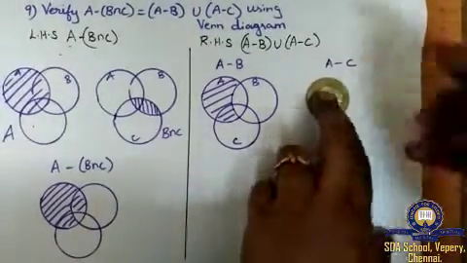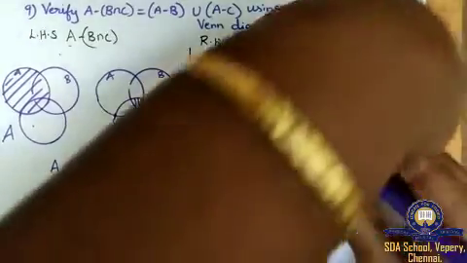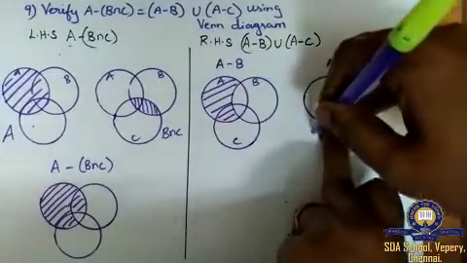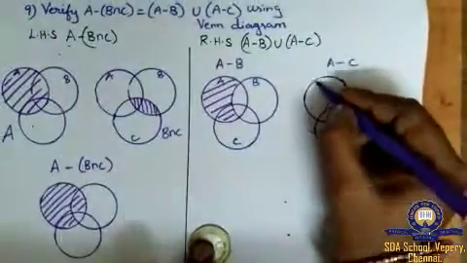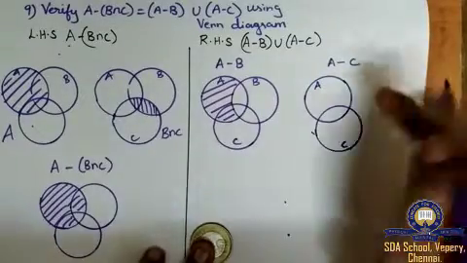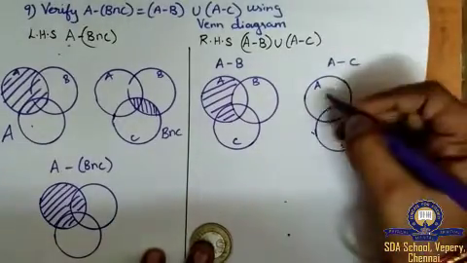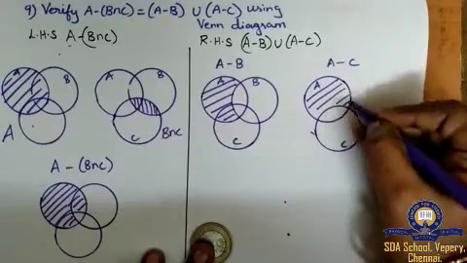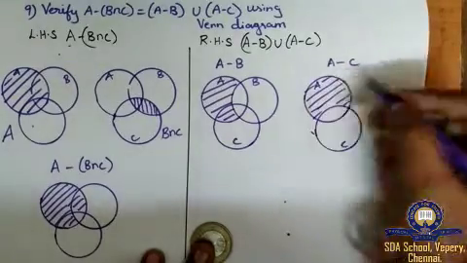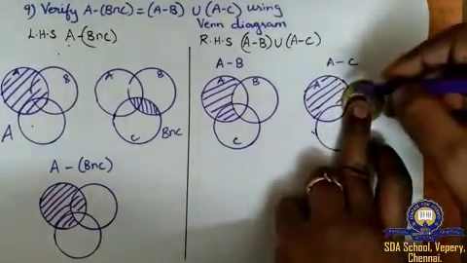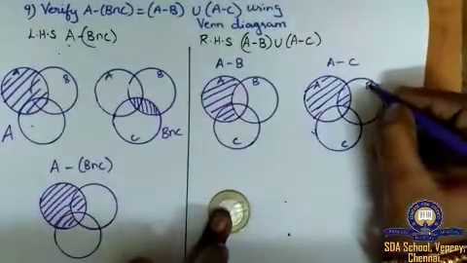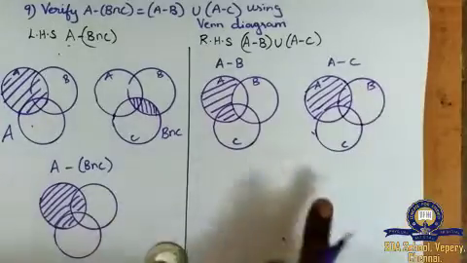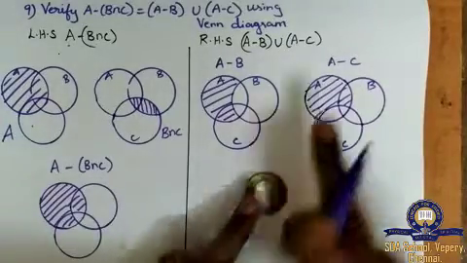Then A minus C. A minus C means I will draw the A circle, then the C circle. A minus C means what? I didn't draw the B circle. Minus C means we have to leave the C circle, then draw the A part. Then you have to draw the B circle. We should not leave that circle. For your clear understanding, I am drawing like this. Next, what is the next thing?